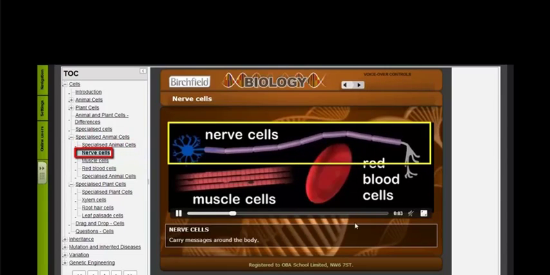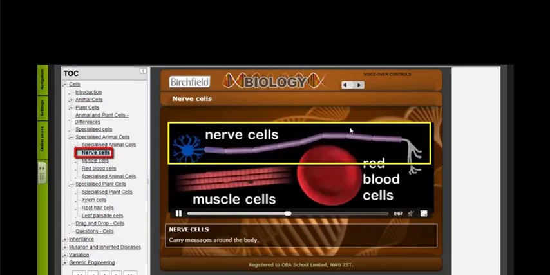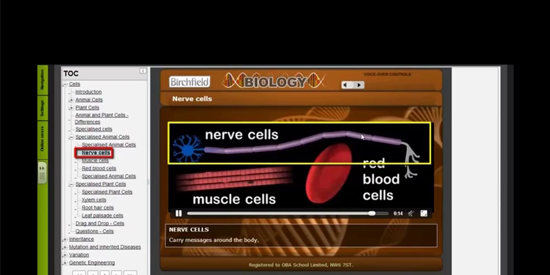First of all, nerve cells. Their function is to carry messages around the body. They are elongated and different from typical animal cells. They carry nerve impulses around the body, and that is why their elongated structure will help with their function. They must extend to the entire body.